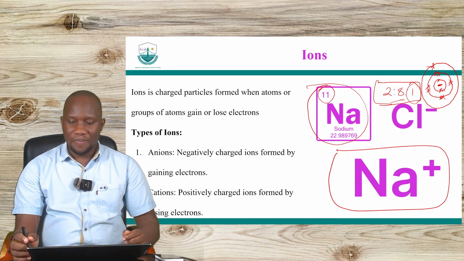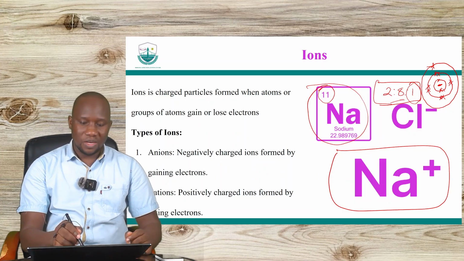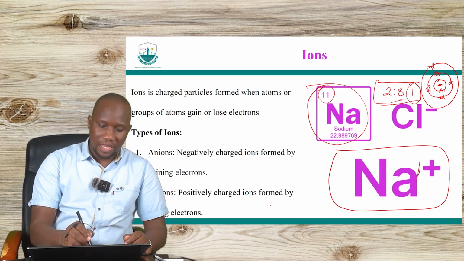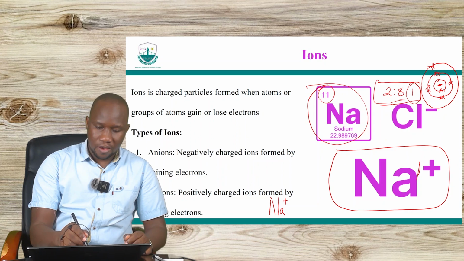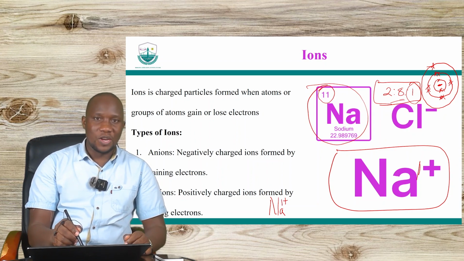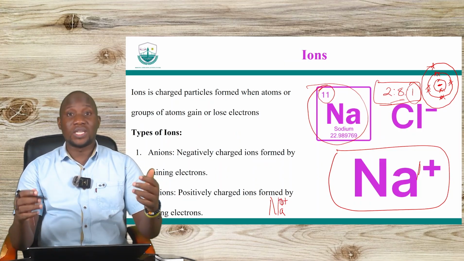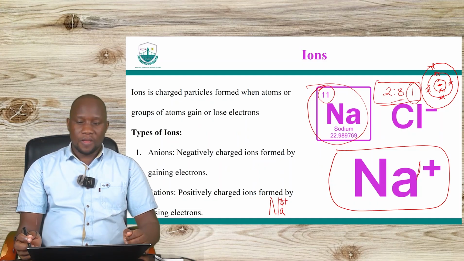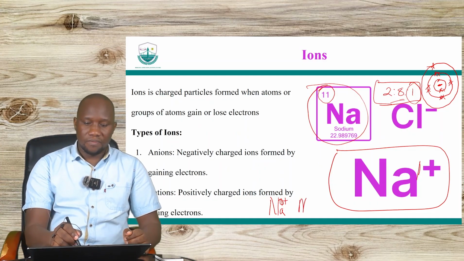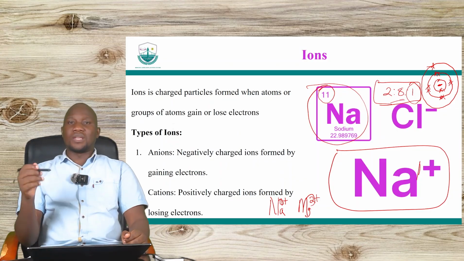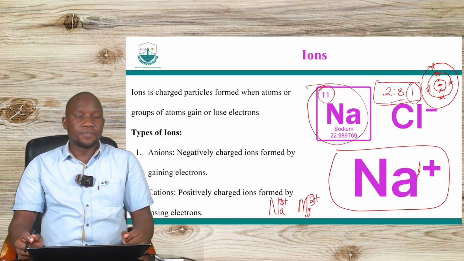Another thing, we cannot write sodium with a 1 and then a plus. No, we don't put the 1. Notationally, or conventionally, we don't put the 1. But for magnesium we can put the number, because it is a 2, 3, or 4, whatever it is you can put, but 1 you don't put conventionally.